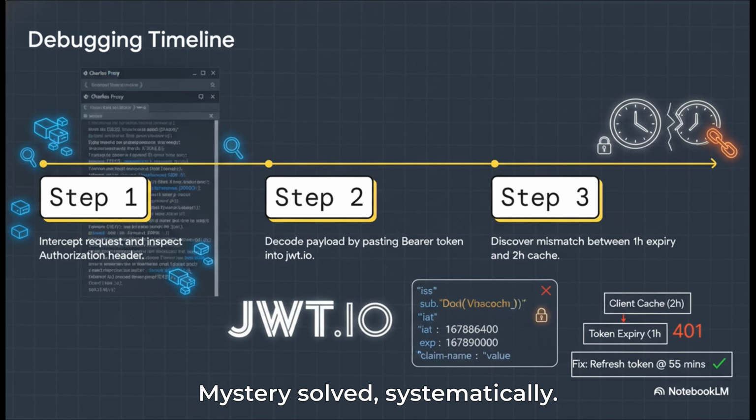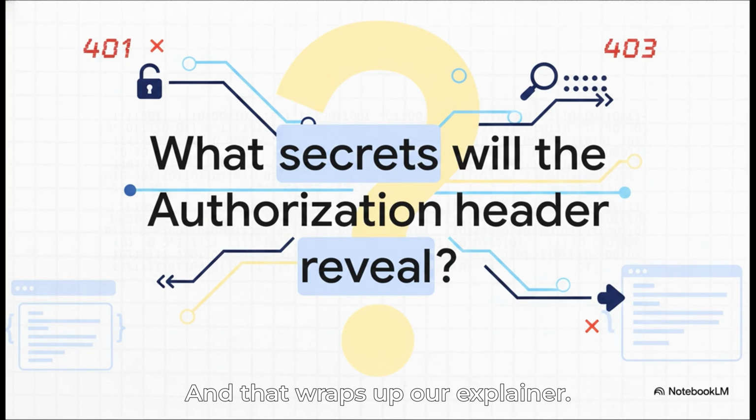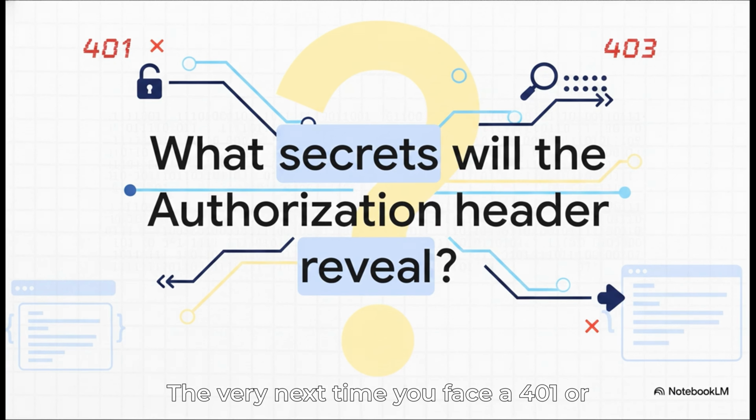Mystery solved. Systematically. And that wraps up our explainer. The very next time you face a 401 or a 403 error, don't guess and please don't panic. Just open up your network tab, decode the token, and ask yourself, what secrets is the authorization header revealing? You've got the playbook now.